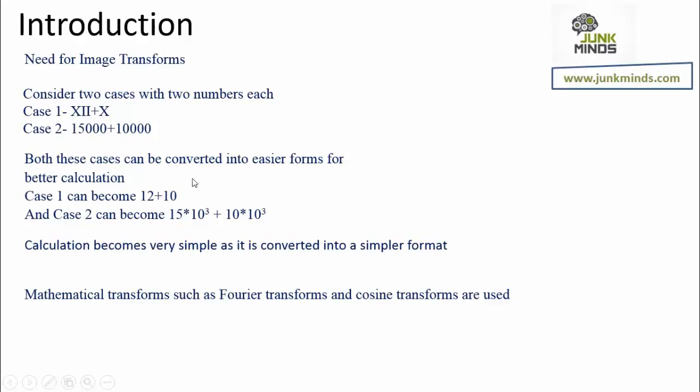So now these numbers can be converted to easier forms for calculation. The Roman numbers can become normal integers and the long integers can become 15 into 10 raised to 3 plus 10 into 10 raised to 3. So here the calculation becomes very simple as the format in which it is converted is very simple. So mathematical transforms such as Fourier transform and cosine transforms are used for this purpose.